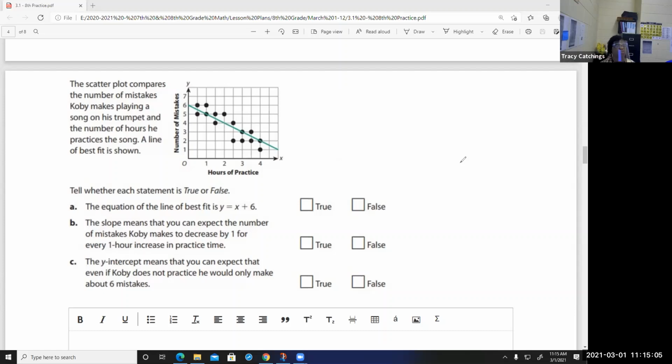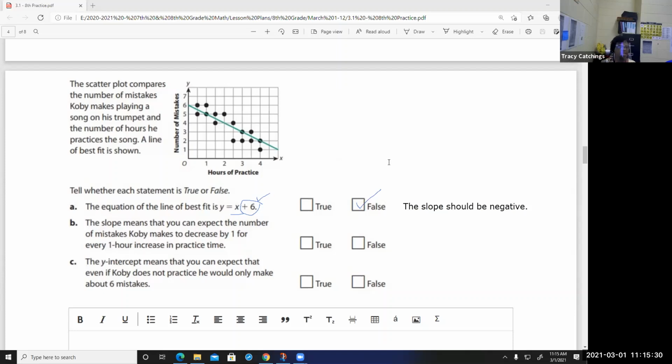All right, think about an equation. What's the first thing we can easily identify? Is the y-intercept 6. All right. What should the slope be? Is it negative? It's going down, so we know we need a negative slope.